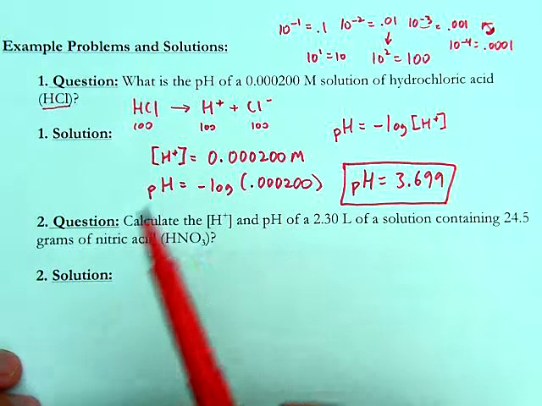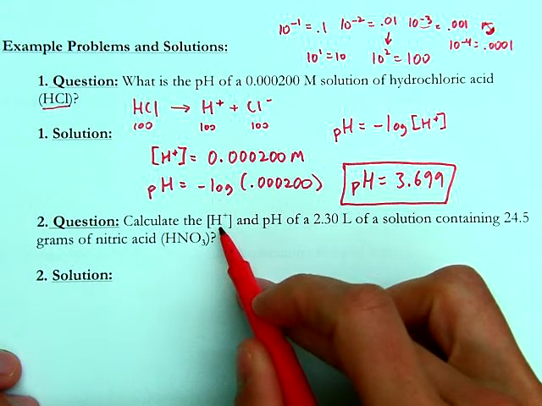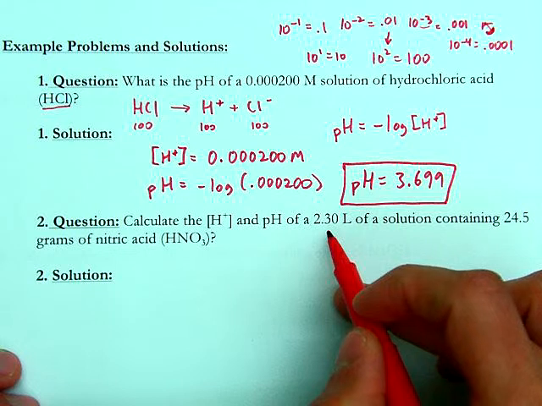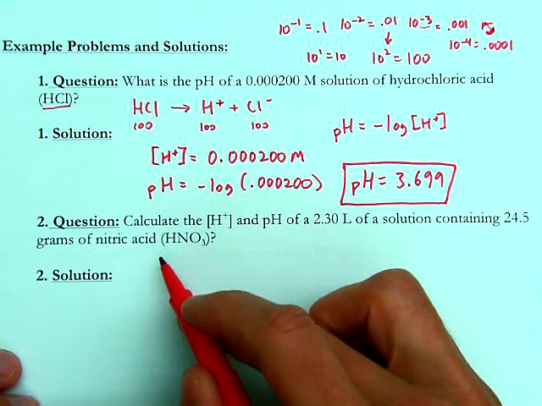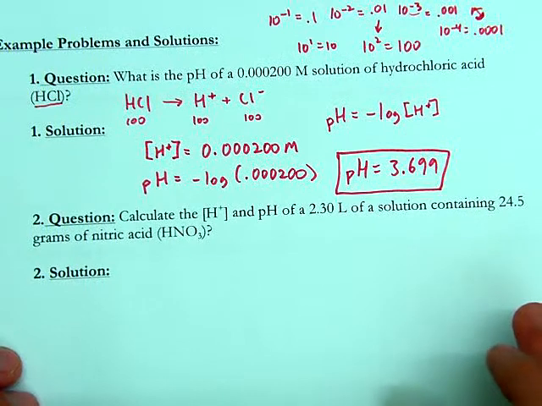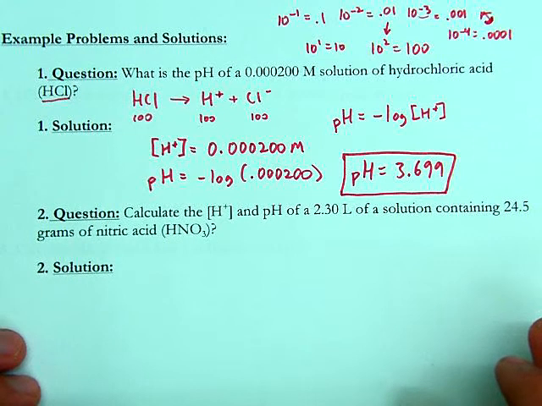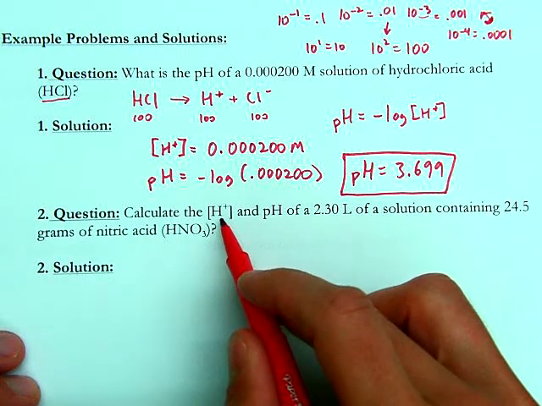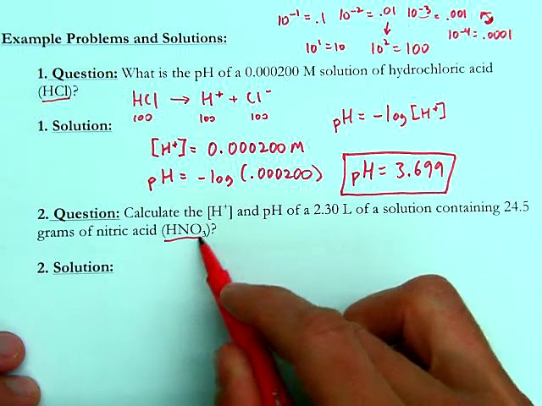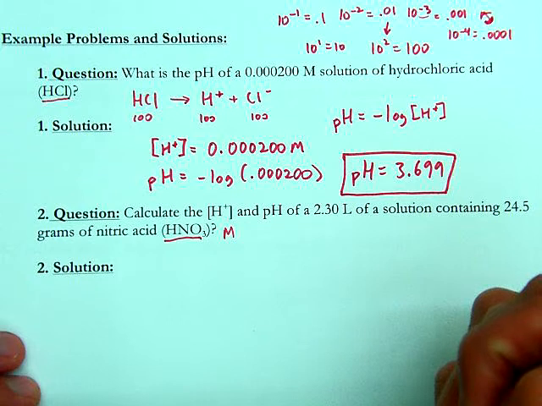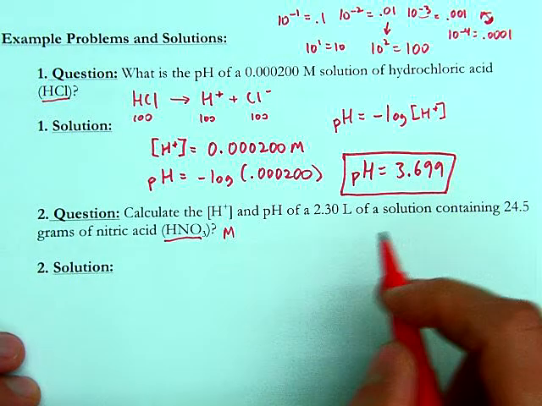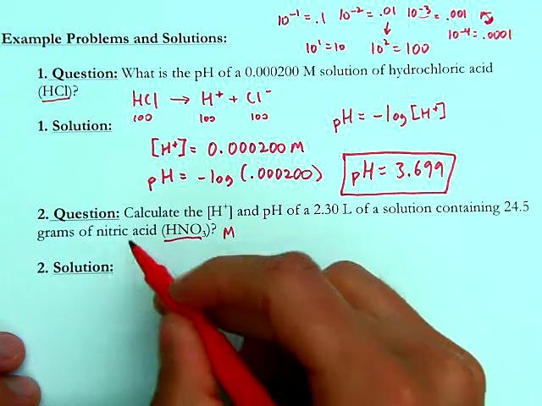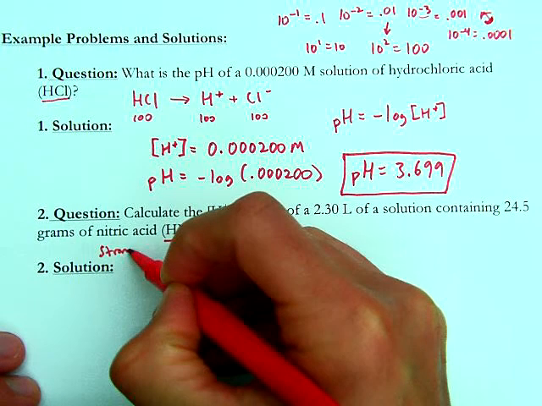That's it. Next, it says calculate the concentration of H and the pH of a 2.3 liter solution containing 24.5 grams of nitric acid. So this is getting more complicated. We need to find concentration of H, and then from concentration of H, we're going to find the pH. But to find concentration of H, we need to find the concentration of this. And by concentration, I mean molarity. Okay? Now, we have liters and we have grams. Grams needs to get turned into moles. And nitric acid is also a strong acid.